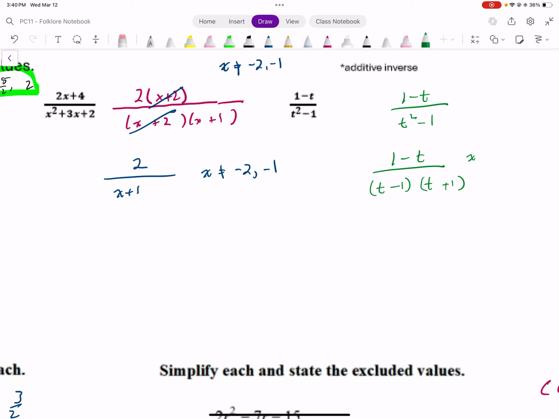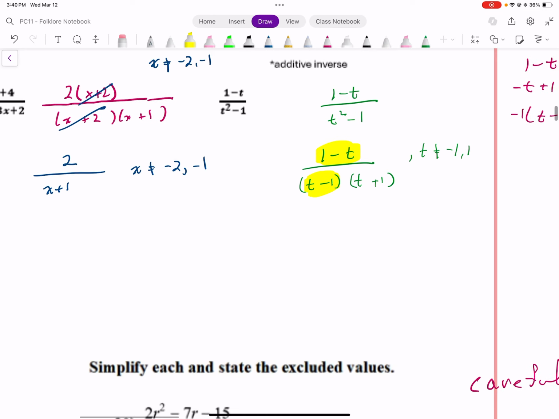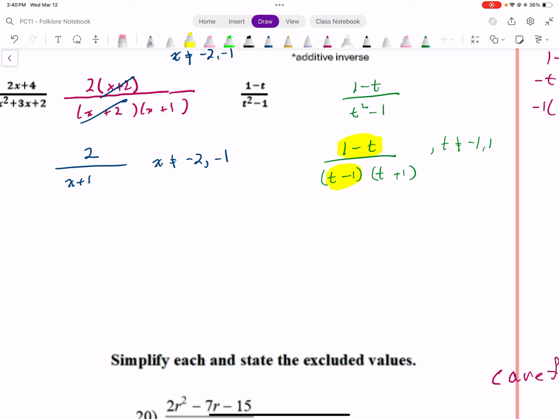I'm going to continue on my path of my restrictions or non-permissible values, so t cannot be equal to -1 or 1. So what do I notice? Isn't it curious that these two factors are almost the same. So maybe I'm just going to reorganize this. If I rearrange the top, the top is going to be looking like -t plus 1, and the denominator is going to be t minus 1, t plus 1. Let me put it in brackets.